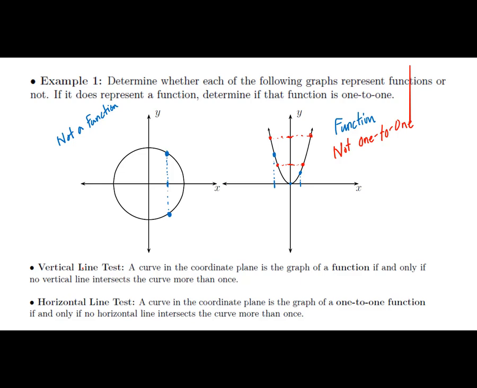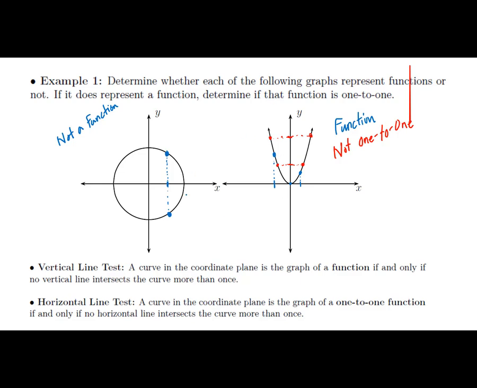We have the vertical line test to decide if something's a function, and the horizontal line test to decide if it's a one-to-one function. The vertical line test says, if you draw a vertical line, and that vertical line only ever hits the graph once, then it's a function. The horizontal line test says, draw a bunch of horizontal lines. If those horizontal lines only hit the graph once, it's one-to-one. If either of those tests fail, then it's not a function in the vertical line case, and it's not a one-to-one function in the horizontal line case.